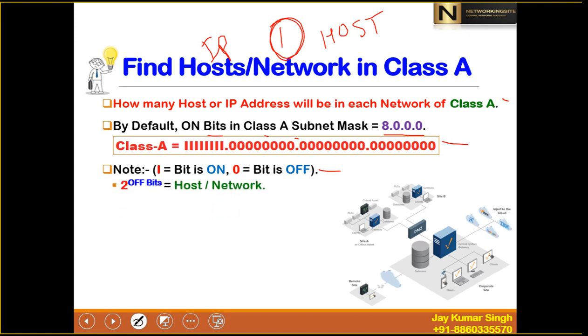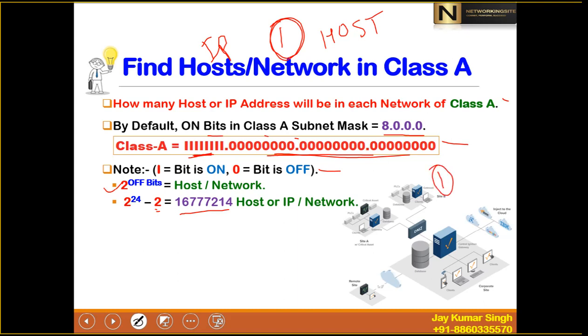Now the formula is 2 to the power of off bits to find how many IPs or hosts per network. Here 8 bits were on, so how many off bits are there? 24. Very good. So the formula is 2 to the power 24 minus 2. I will tell you why minus 2 is there. Total 2 to the power 24 is 16777216, minus 2 means 16777214 IPs per network. If you buy one network of class A, you can use this many IP addresses in your network. The minus 2 is because one is the network ID and one is the broadcast ID.